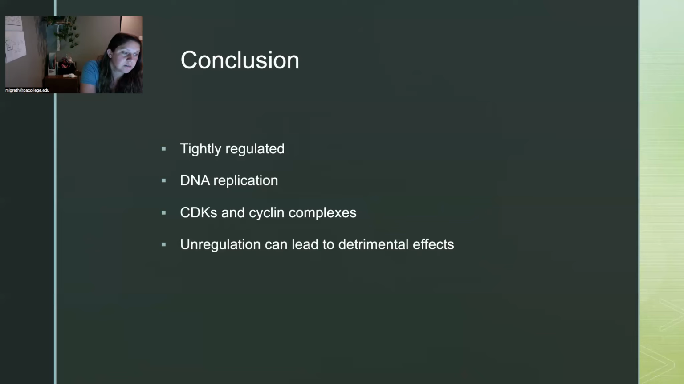So in conclusion, the cell cycle is a tightly regulated cascade of events that is signaled by external and internal forces. This regulation allows for the successful and complete replication of the DNA. The CDKs and the cyclin complexes are the driving forces that catalyze the reactions and stages necessary for replication. And the unregulation of these steps can lead to detrimental effects in the form of tumors and cancers. But understanding how the cell cycle is regulated and how the unregulation is caused can lead to treatments that are able to target these damaged or absent controls.